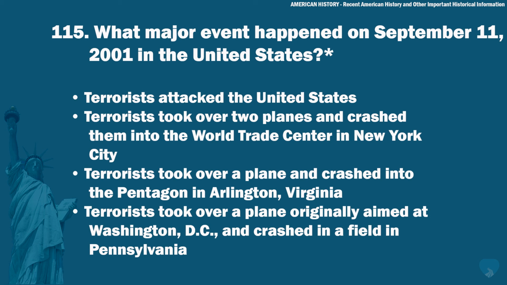Terrorists took over 2 planes and crashed them into the World Trade Center in New York City. Terrorists took over a plane and crashed into the Pentagon in Arlington, Virginia. Terrorists took over a plane originally aimed at Washington, D.C. and crashed in a field in Pennsylvania.